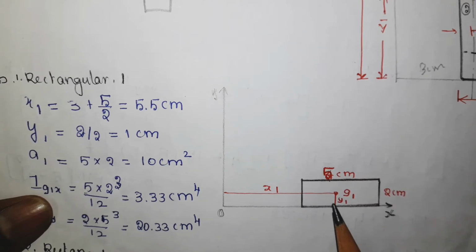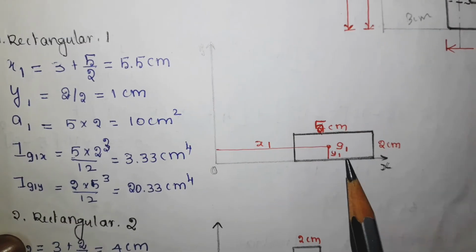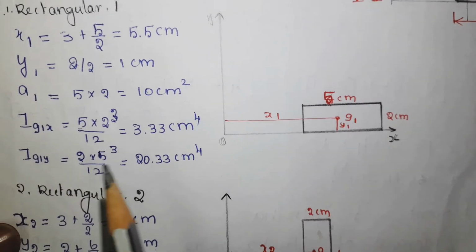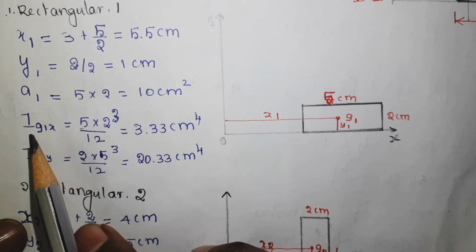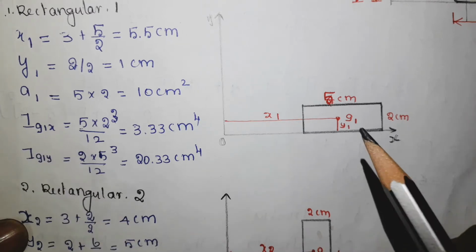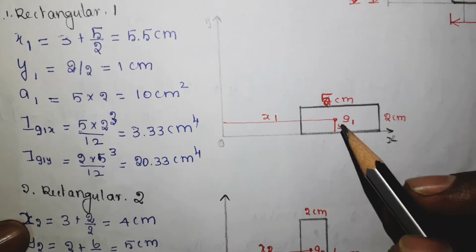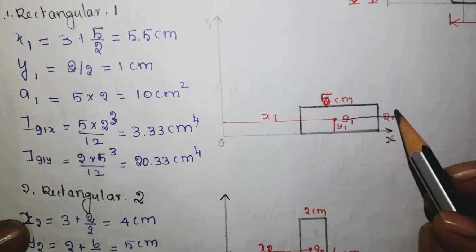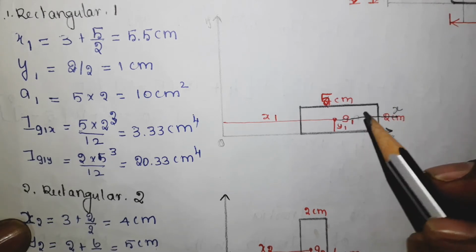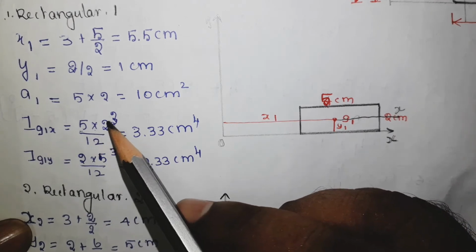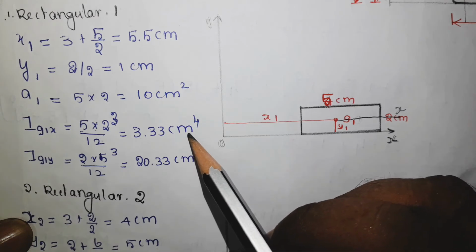Then y1, distance between x axis and G1, which is equal to 1 centimeter. Then area 5 into 2, it is 10 centimeter square. Now you have to find Ig1x, where I refers to area moment of inertia. G1 is this one. Now this x is nothing but the axis passing through this G1. So this is the x axis. So you have to find the area moment of inertia with respect to this one. So here it is b d cube by 12. Substitute the values, you get the answer as 3.33 centimeter to the power 4.